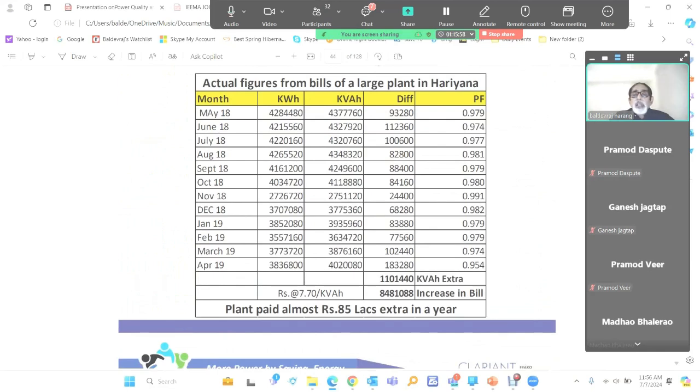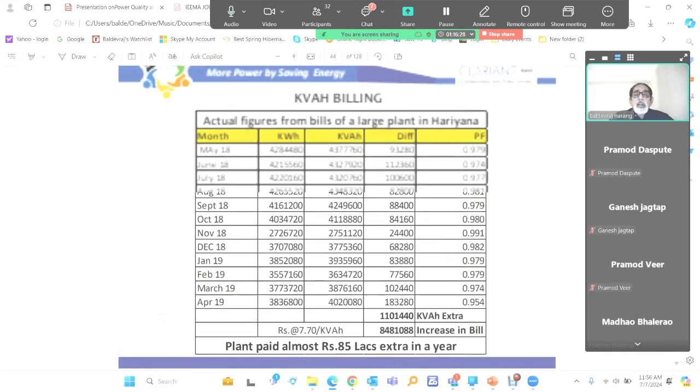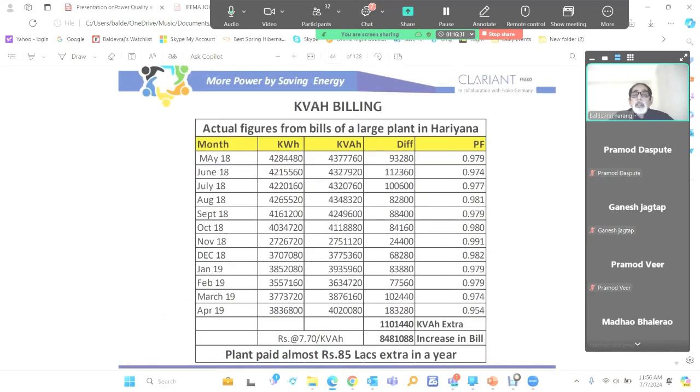So here the power factor over a period of almost 1 year is very good. It is 0.97, 0.98, 0.95, or maybe in that range, 0.99 also. But there is a difference between the kWh and kVAh, and in the billing, at the rate we have taken for the tariff, about 85 lakhs per year extra was paid by this consumer because the power factor was not continuously being maintained.